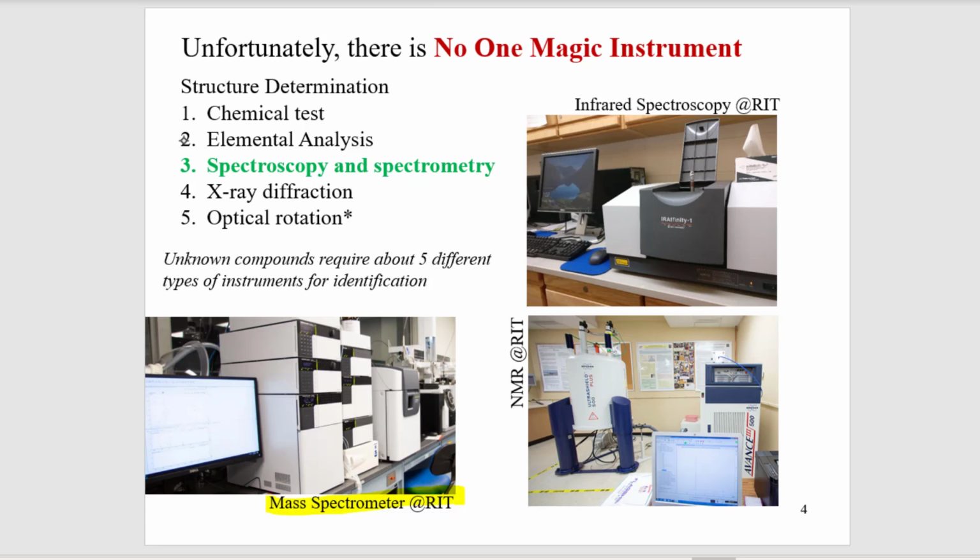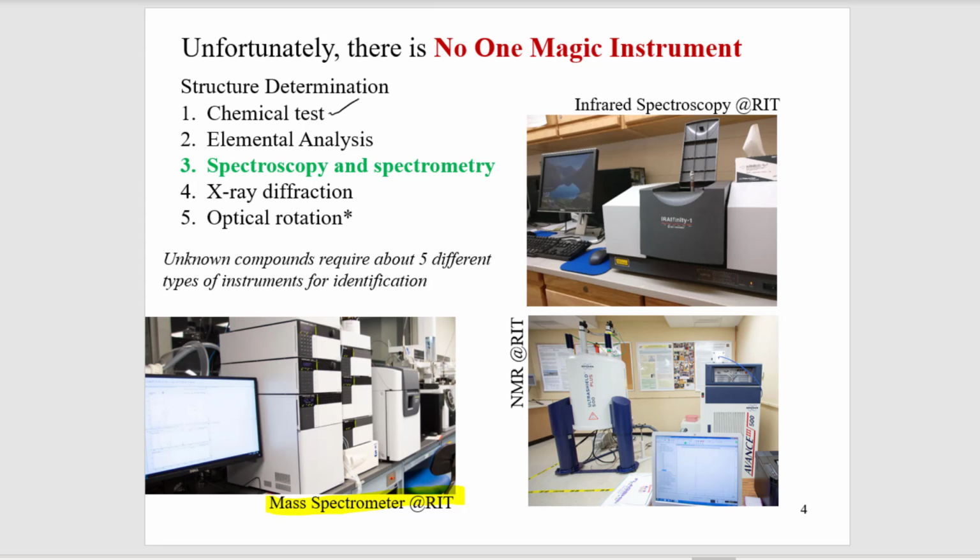And what I want you to notice is that, before we start talking about these individual instrumentations, we're going to be focusing on spectroscopy and spectrometry. There are other instruments and methods out there to help with figuring out what the molecule is. There are chemical tests. This is actually where you do chemistry to figure out whether or not you have an aldehyde or an alcohol. Elemental analysis.